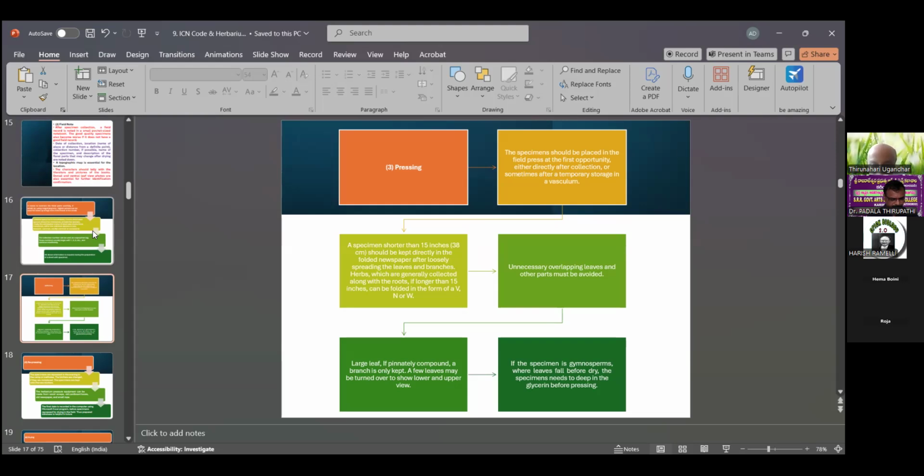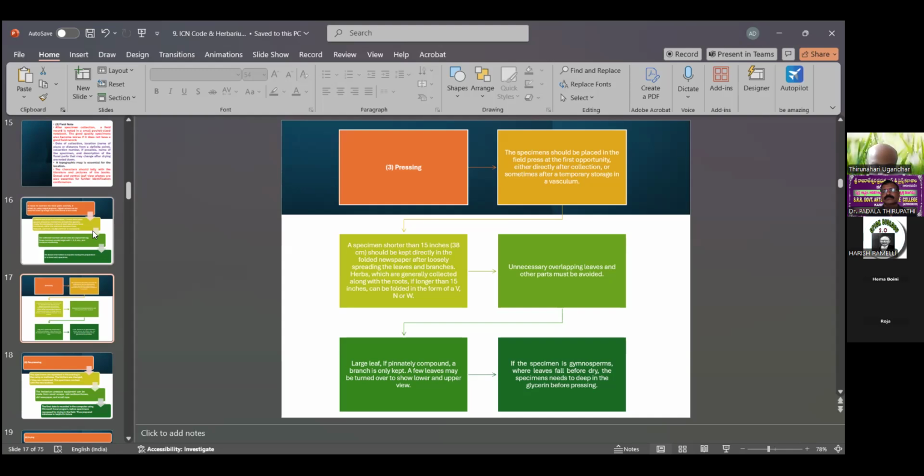folded or unfolded newspaper, loosely spreading the leaves, branches and herbs, which are generally collected. Along with the roots, specimens may be longer than 15 inches. The longer roots are also important for the preparation of herbariums. So it can be arranged in a V, N or W form in the book. Unnecessary overlapping leaves and other parts must be removed.